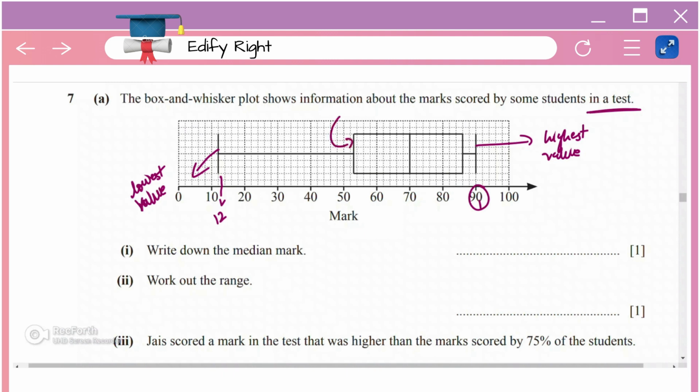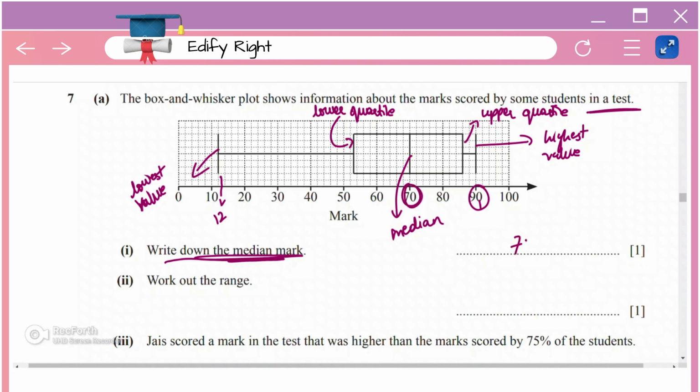And this line determines the lower quartile. Lower quartile is basically the first 25%, the least 25%. And this line over here gives us the value of the upper quartile, which is more than, so basically we are talking about students who scored more than 75% of the rest of the students. And this line over here gives the median. So the first question, write down the median mark, is pretty straightforward. You just have to see where this line is. It's at 70, so that is my median.